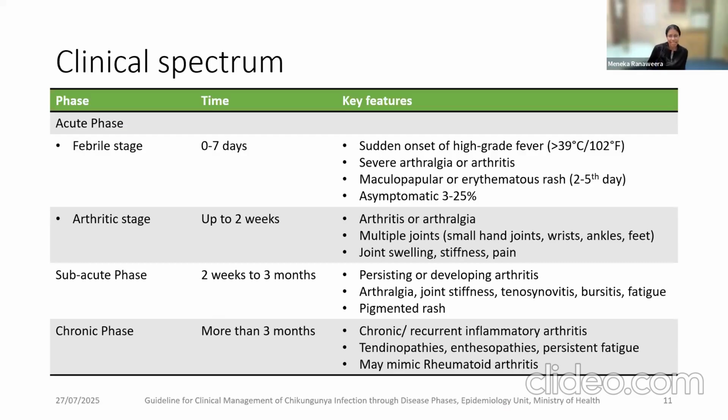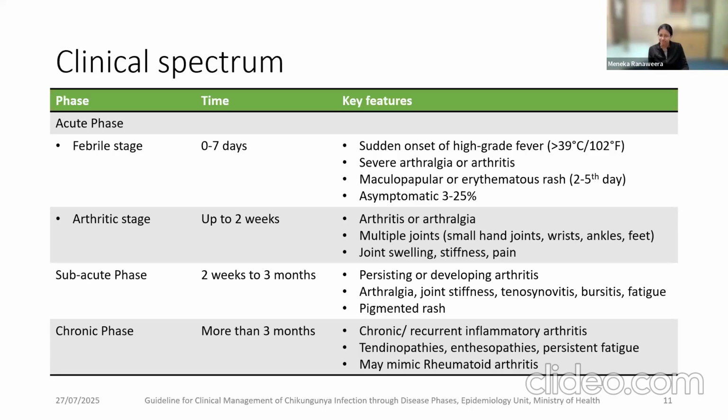So let's look at some of the clinical features. This is something I have taken straight from the national guidelines. Initially, it is described in 3 phases, depending on the duration of symptoms. The acute phase lasts up to about 2 weeks, and the chronic phase is when symptoms persist for more than 3 months, and the in-between period is the subacute phase.